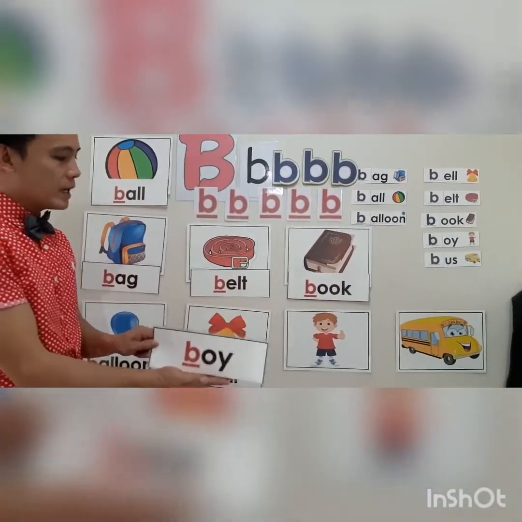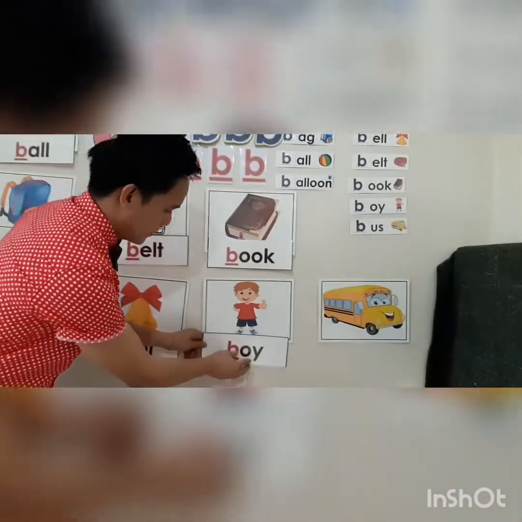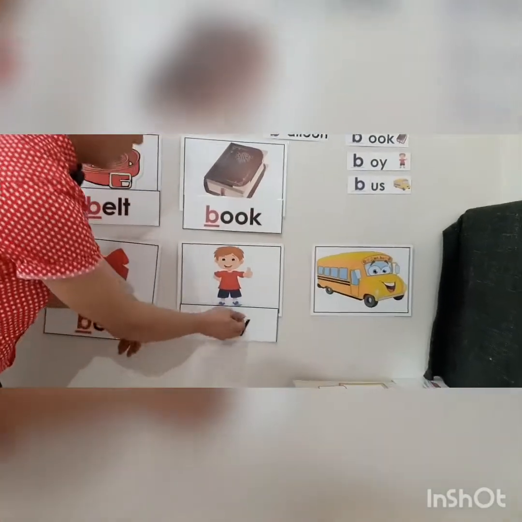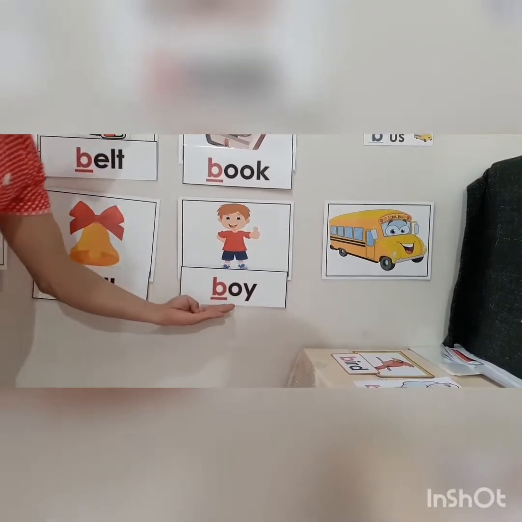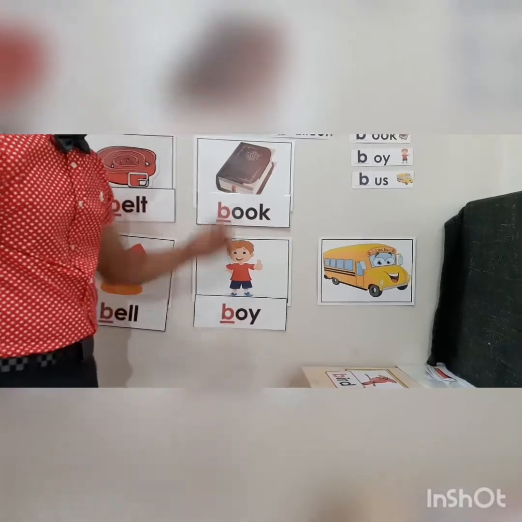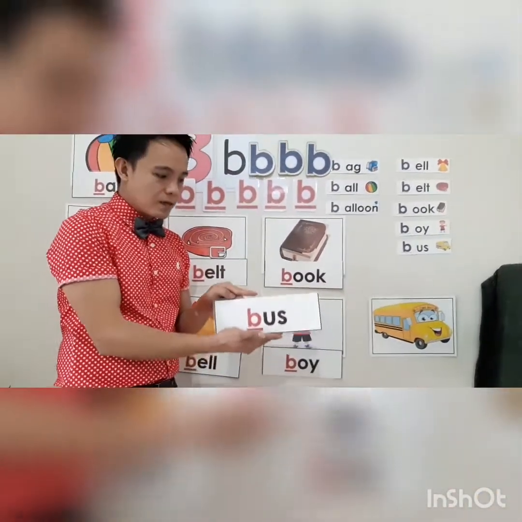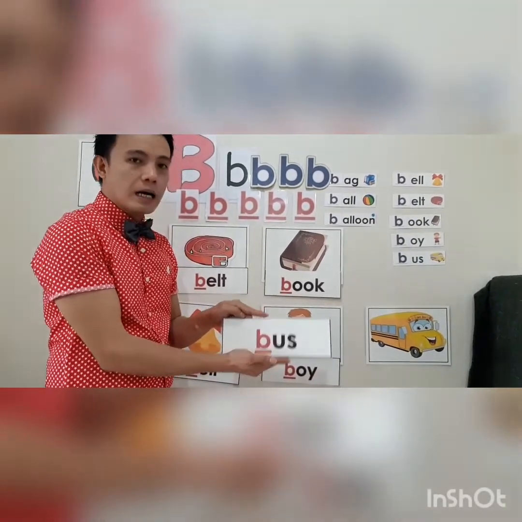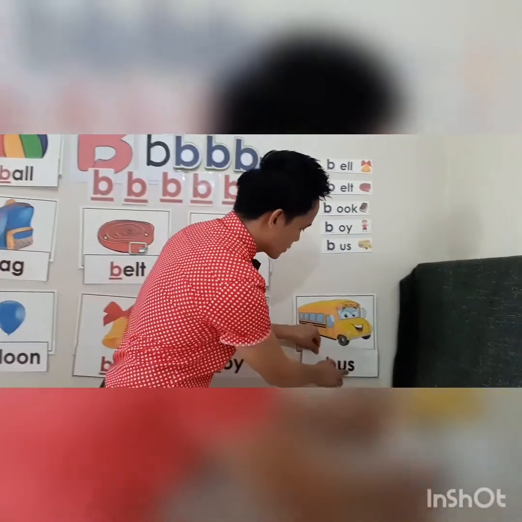B-b-boy. Where is it? There. This is a boy. Okay, repeat after me. B-b-boy. And the last one. Bus. This is the bus. B-b-bus. Of course, this one.